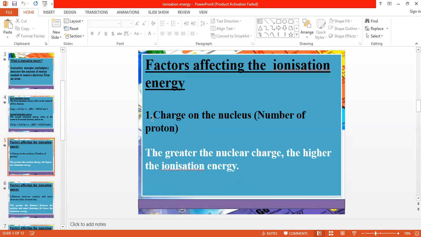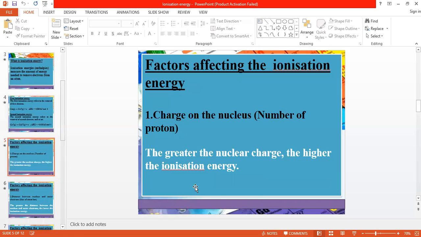Clear now? Now, factors affecting the ionization energy. They are responsible for changing the ionization energy, either it will increase or decrease. The first factor is the charge on the nucleus, or number of protons. What do you think, if the charge on the nucleus is greater, do you need a high amount of energy?